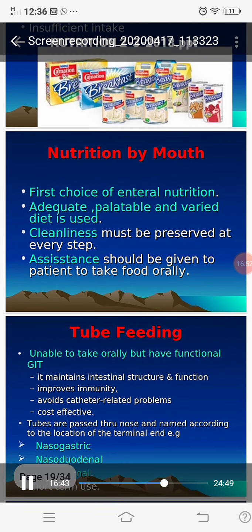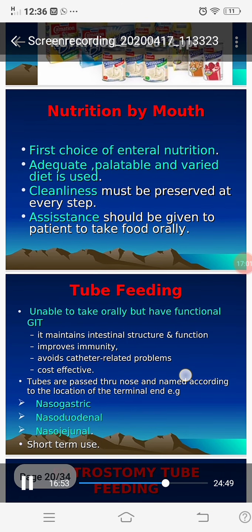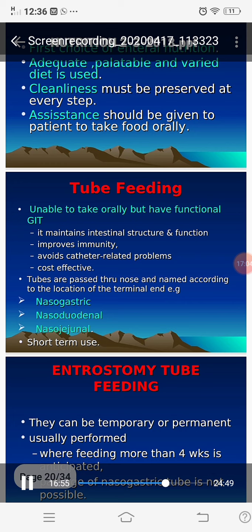cardiovascular accident. Then tube feeding, unable to take orally but have functional GIT. It maintains intestinal structure and function. It improves immunity. It avoids catheter-related problems. It is more cost-effective. Tubes are passed through nose and named according to location of the terminal end. For example, nasogastric tube, nasoduodenal tube, nasojejunal tube. And most of these tube feeding are for short-term use.